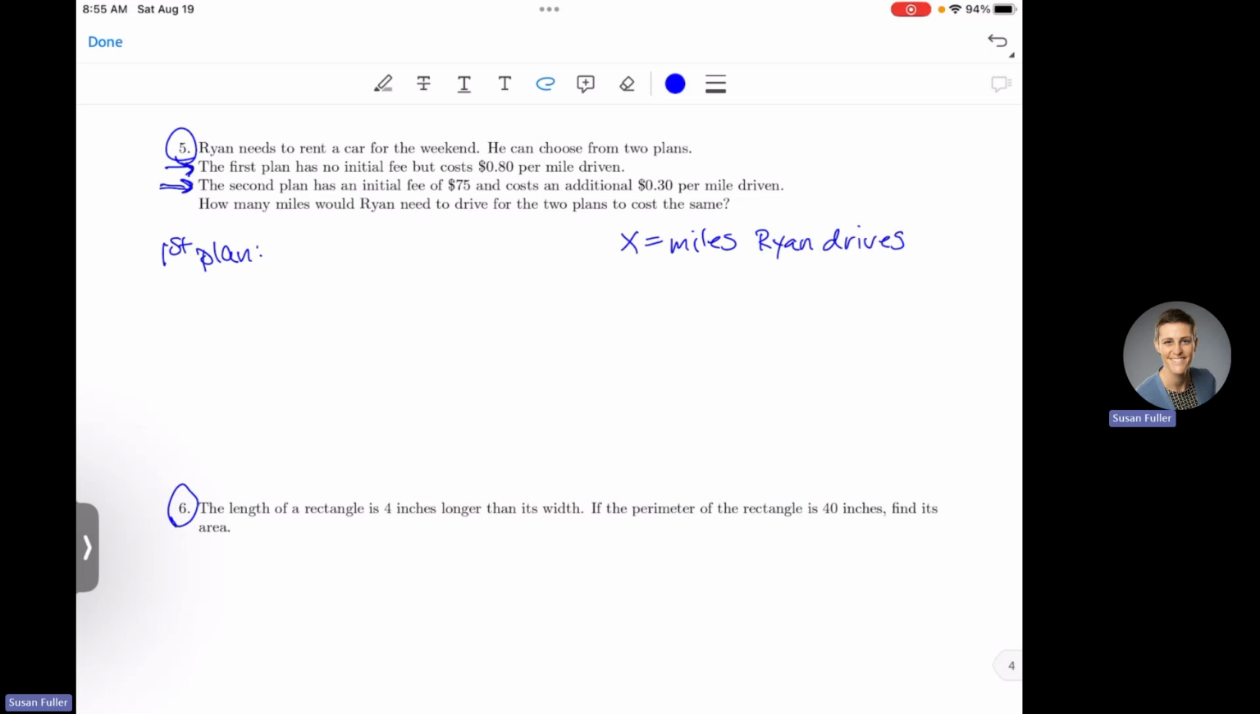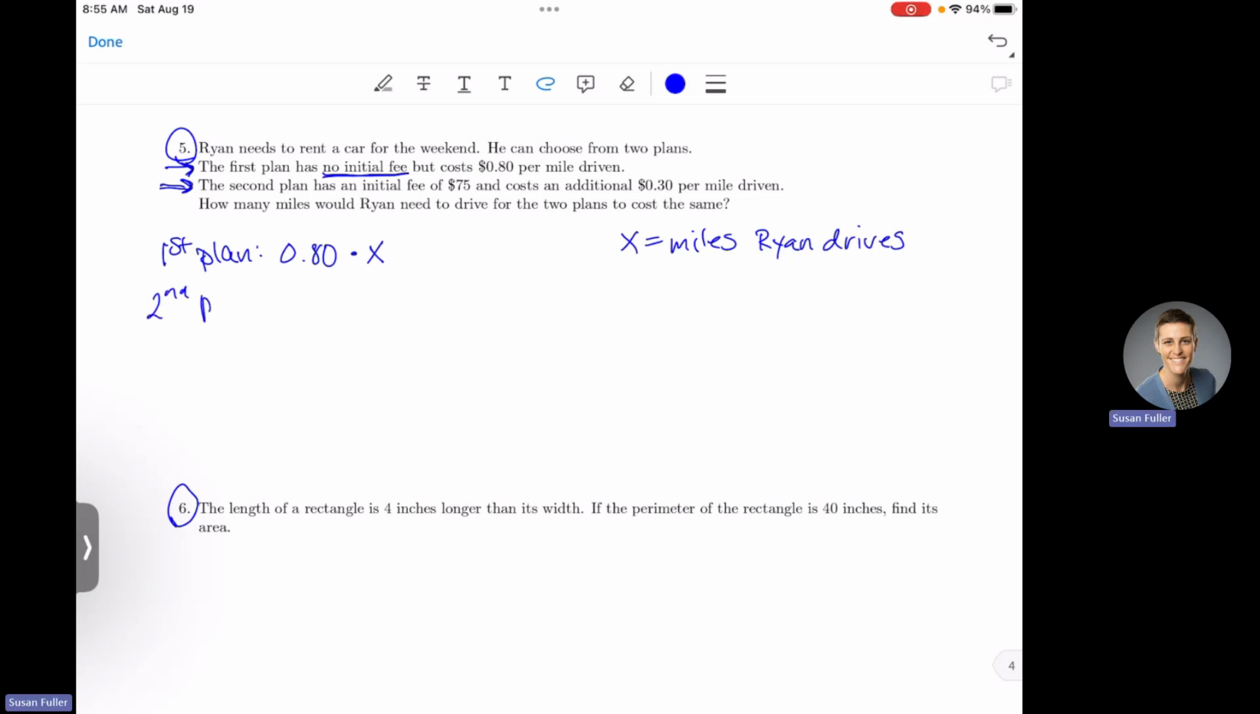Okay, so the first plan has no initial fee, which means he doesn't have to pay anything to get the car off the lot, but it's going to cost him 80 cents per mile driven. So I'm going to take 80 cents and multiply it by the number of miles that Ryan drives. Because if he drives 1 mile, he's going to pay 80 cents times 1. If he drives 5 miles, he's going to have to pay 80 cents times 5 miles. He's going to have to pay $4. So multiplying the cost per mile times the number of miles will give us the total cost that he has to pay. Okay, so that's the first plan.